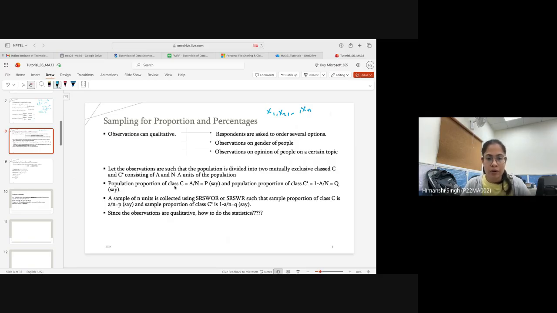Before that, here we are considering a particular scenario where we can divide the whole population into two classes. So for example, if I want to talk about gender and I'm only considering male and female, then I can divide the whole population into two parts, where one class consists of all the males, and the other class consists of all the females, and they are mutually exclusive. There is no intersection between them.